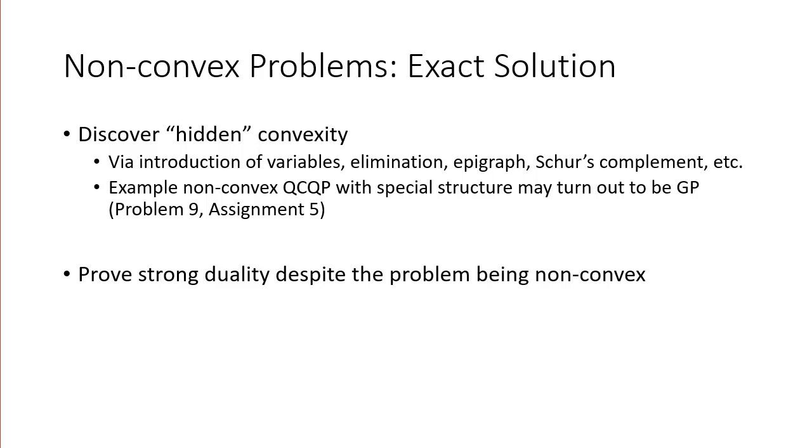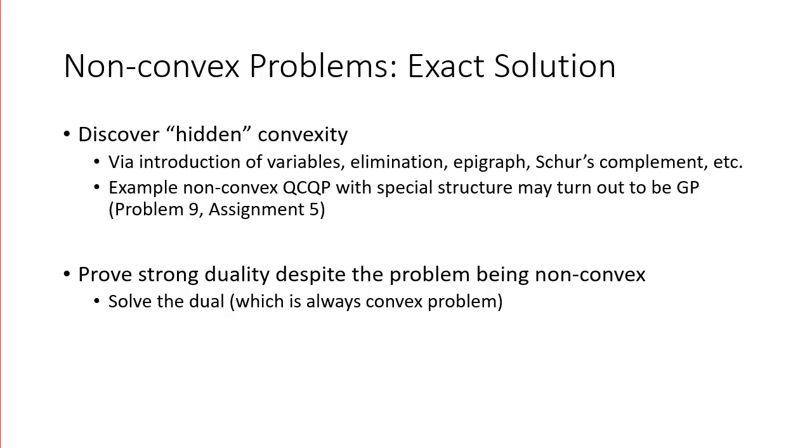So what if we are able to prove for a problem that strong duality holds? What we can do in that case is solve the dual, because remember that regardless of whether the primal problem is convex or not, the dual is always a convex optimization problem that can be solved. So we can solve the dual and recover the primal variables.